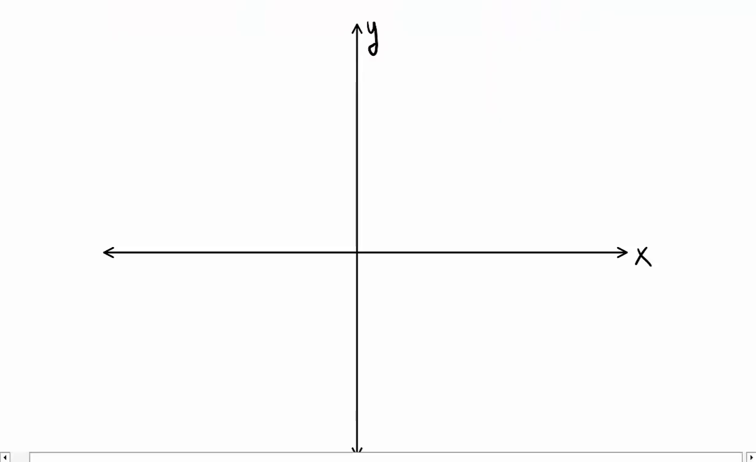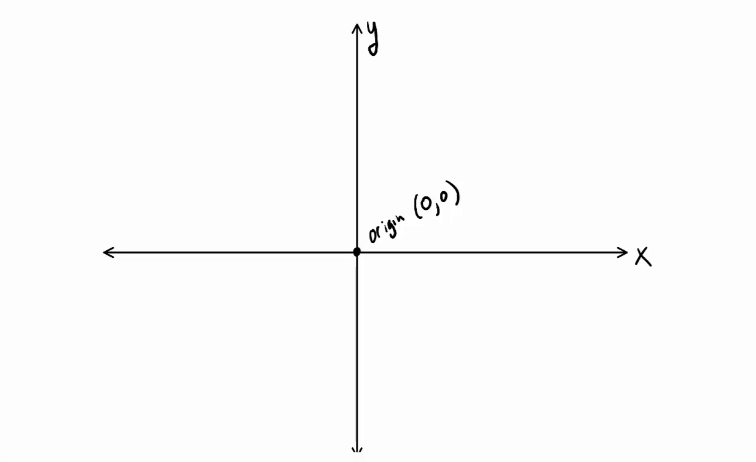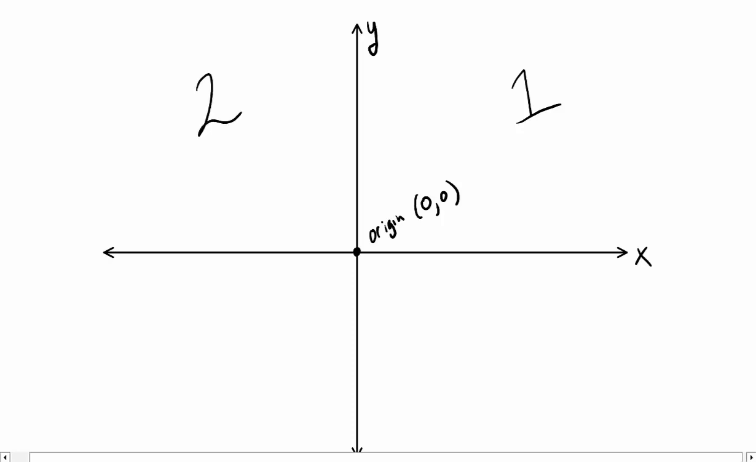You can see that these axes, when they're put together, intersect at this point right here, which we call the origin, and its values are 0, 0. It's over 0 on the x-axis, and it's up 0 on the y. And it separates it into 4 different quadrants. This is quadrant 1 up in the top right-hand corner. Quadrant 2 is in the top left. Quadrant 3 is in the bottom left. And finally, quadrant 4 is down in the bottom right.